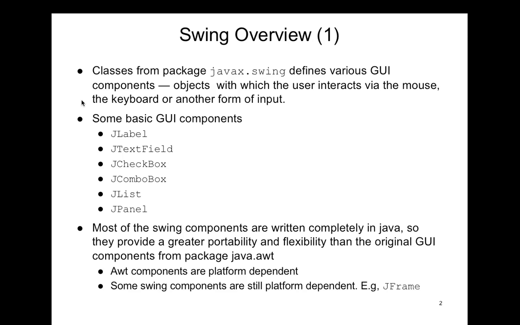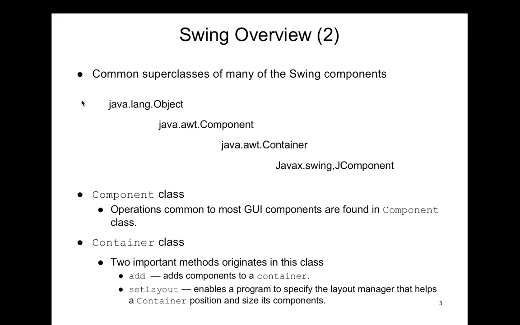The AWT, Abstract Window Toolkit, components are platform dependent. Some of the Swing components are still dependent, like JFrame is dependent on the platform, but everything else is actually platform independent. Most of the Swing components that are written in Java provide components that are compatible across the board. Here are some common superclasses of many of the Swing components. Obviously everything comes from Object, so we have java.lang.Object as the top of the hierarchy. We have Component, Container, and then JComponent that runs inside of that. You don't really have to know anything about the hierarchy, but it puts everything into perspective when you start considering the classes in the structure.